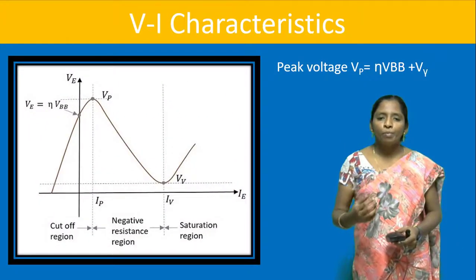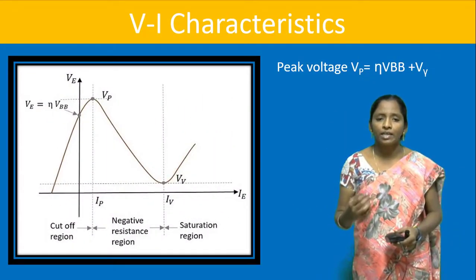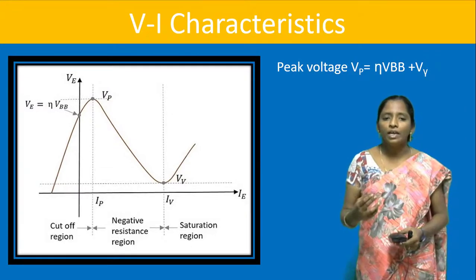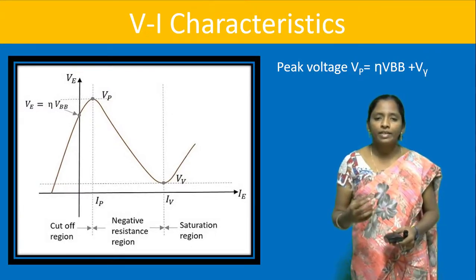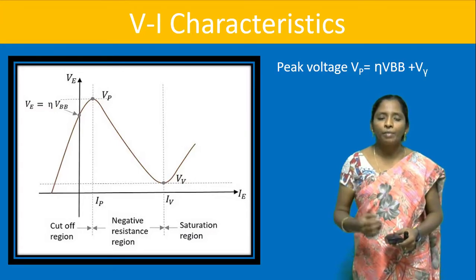And one more important point in the VI characteristics of UJT is, until now we are taking voltage on the x-axis and current on the y-axis. But for UJT, we are taking current on the x-axis and voltage on the y-axis. That is the difference of the UJT when compared to the remaining diodes.